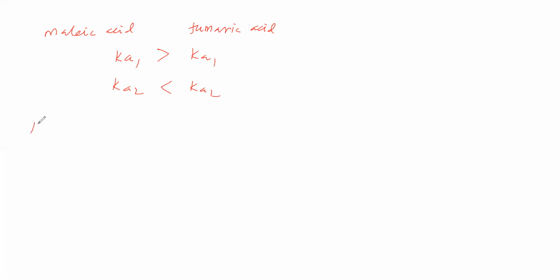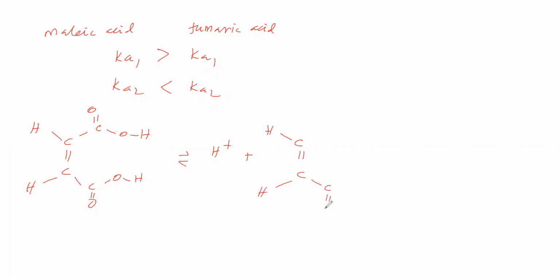So we will take maleic acid. The maleic acid formula is like this. Okay. Now it is donating H plus. After donating H plus, it becomes like this. Here, hydrogen bonding is possible between this O minus and H for maleic acid.